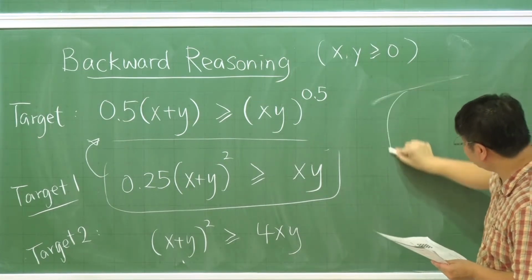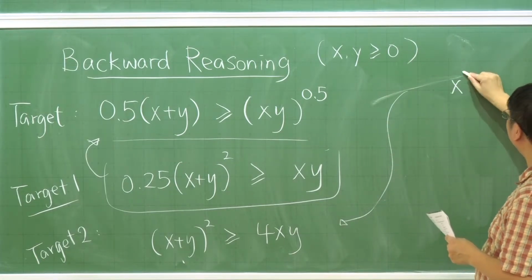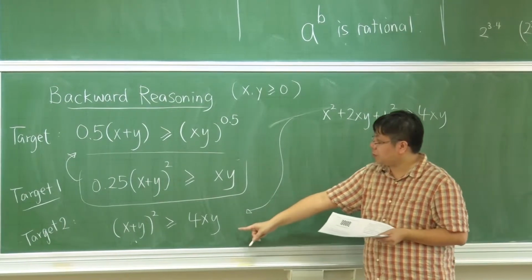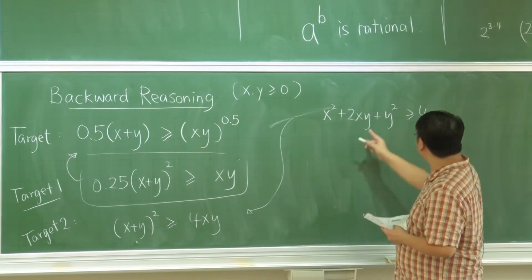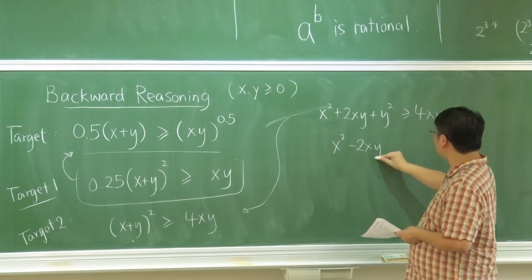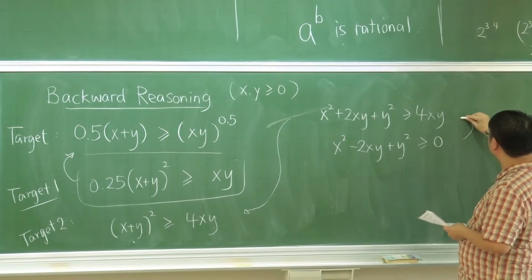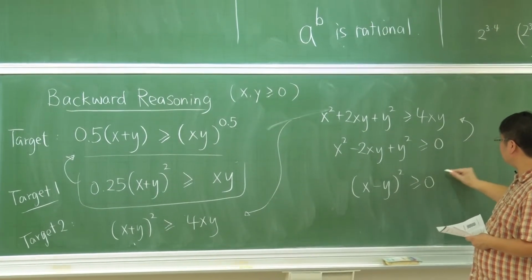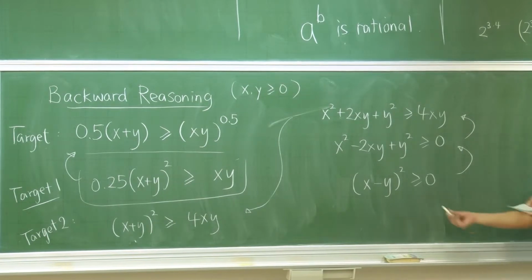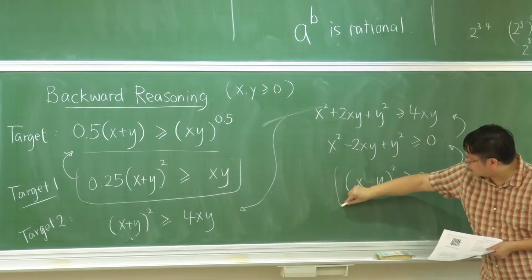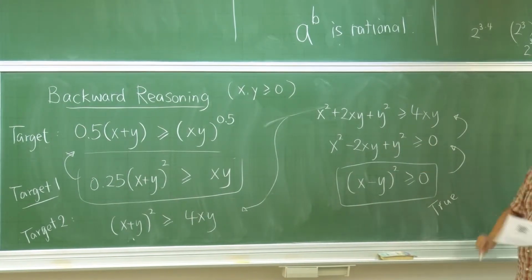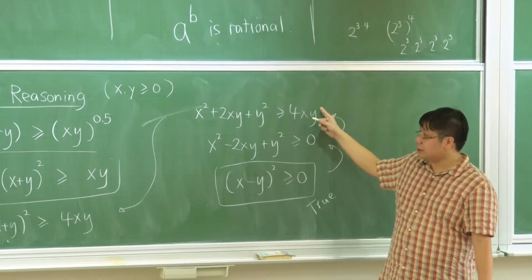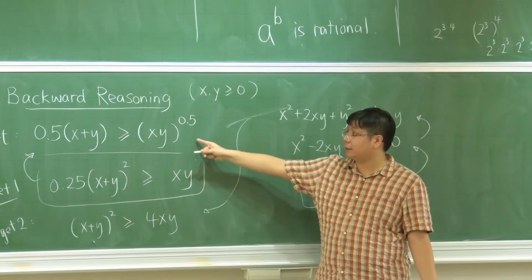I notice that we are doing things backward: if x squared plus 2xy plus y squared is greater than or equal to 4xy, then this one is true, then this one is true, then this one is true. Then this one is x squared minus 2xy plus y squared is greater than or equal to 0, and this implies the previous one. And then this one is (x minus y) squared is greater than or equal to 0. In the end, we arrive at (x minus y) squared is greater than or equal to 0, and we know that this is true. Because this is true, we know this is true, and so on, and so in the end, this is always true.